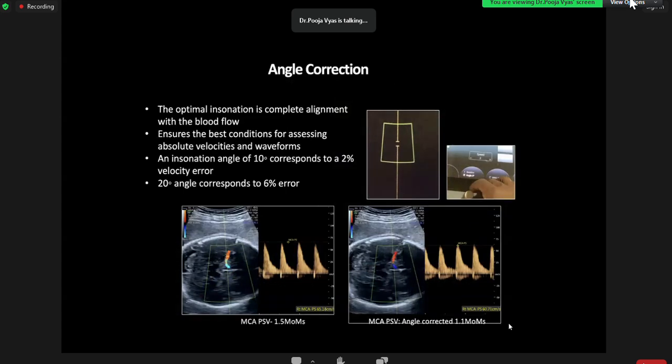Now, moving on to angle correction. This is very, very important when we want to do any Doppler study. The optimal angle should be parallel to the blood vessel. So it has to be 0 or maximum 20 degrees, because the more angle we take, the more error we are going to get. Okay. So it's very important that we adjust the angle properly.